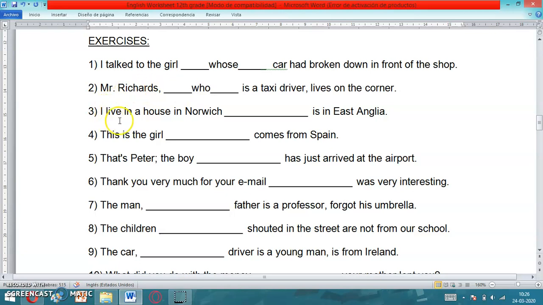Okay? I live in a house in Norwich. In this case, our subject is the house. It's a thing. Okay? So we use which. Even though here we're talking about a place, the subject in this sentence is the house.